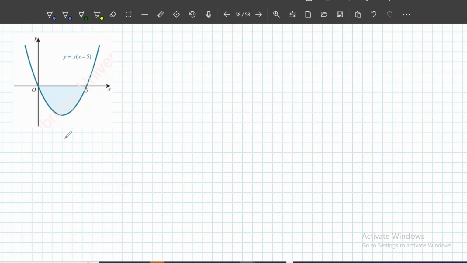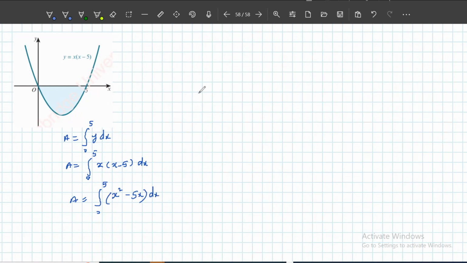So see how to write first. A is equal to the integral from 0 to 5 of y dx. In this case we have 0 to 5 and y, basically the function, equal to x bracket open x minus 5, and which is dx. So try to simplify first and then apply the integration. So multiply x squared inside, so minus 5x dx.